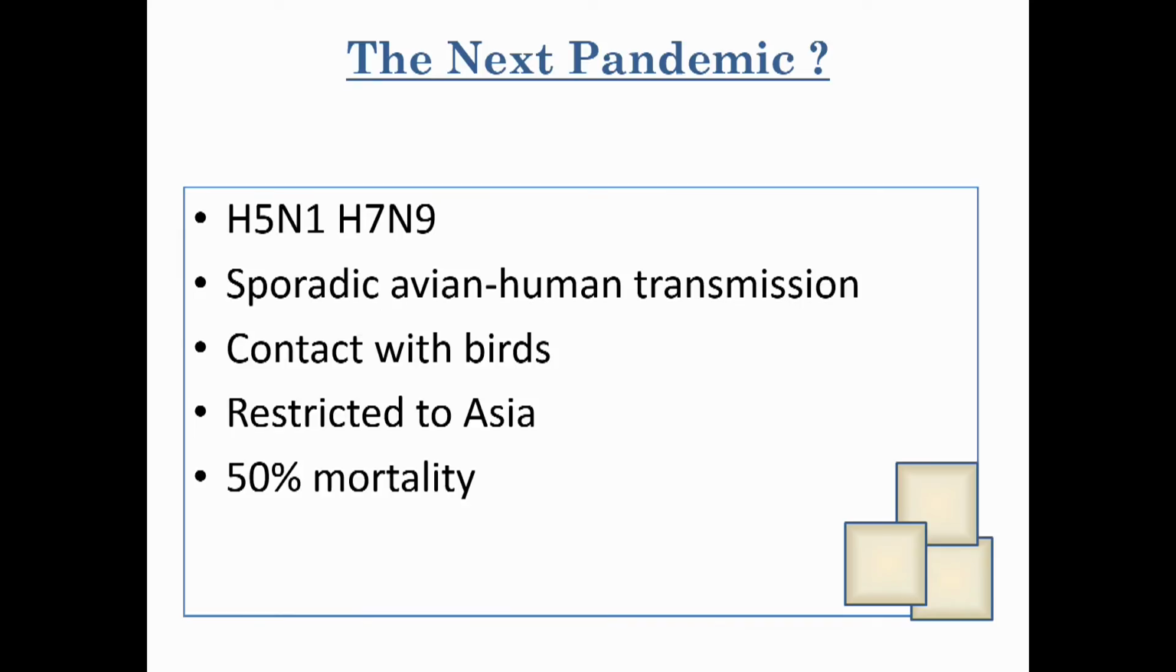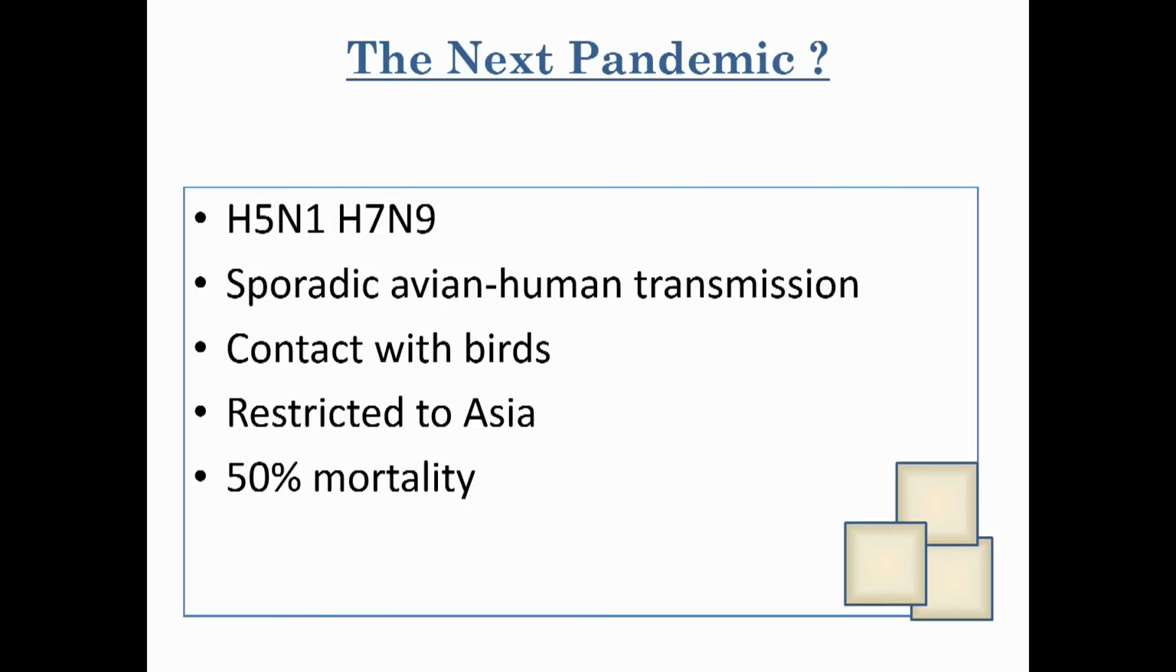So what's going to be the next pandemic? We know it's going to come at some point. It's probably going to be an H5N1, which has been circulating out there in birds, or an H7N9, which has been circulating. Both of these viruses have been shown to have sporadic bird-to-human transmission, usually in people that have contact with birds, people that work in aviaries or people who breed chickens, for instance. And it has been restricted to Asia.